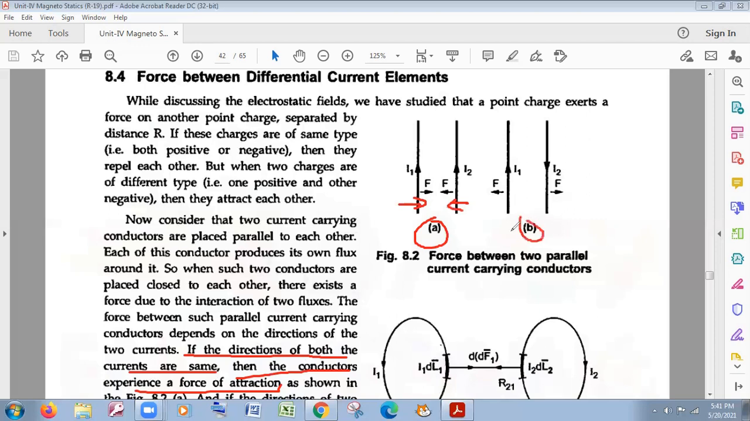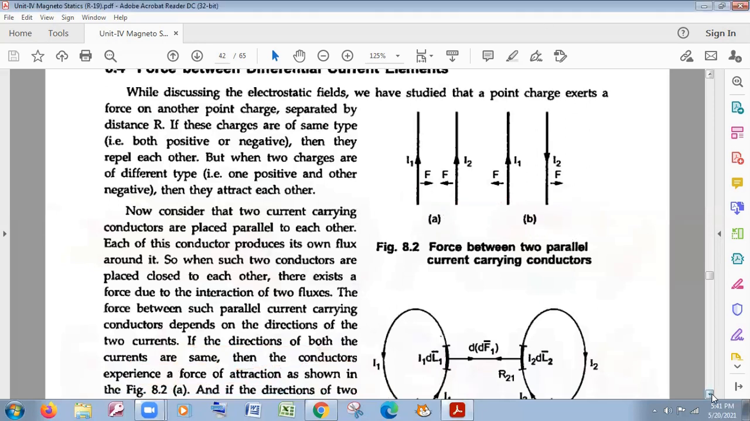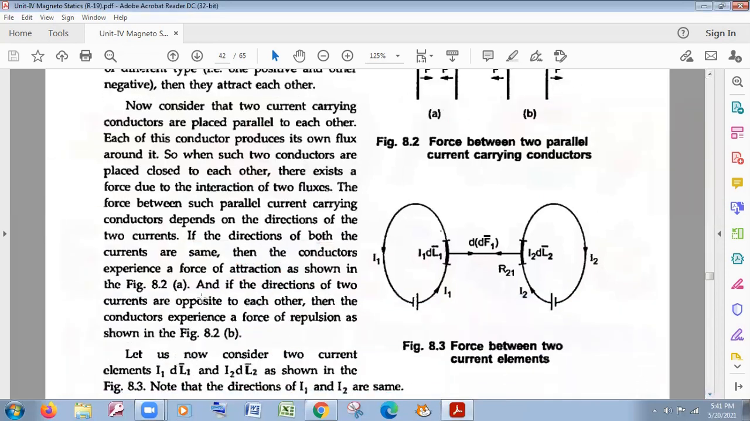In figure B, the currents in the conductors are in opposite directions. I1 is in the upward direction and I2 is in the downward direction. The force is opposite, and they repel each other. Force of attraction, force of repulsion. If the directions of the currents are opposite to each other, the conductors experience a force of repulsion. When the directions of currents are the same, there is a force of attraction; when opposite, a force of repulsion. Got it, my dear students?